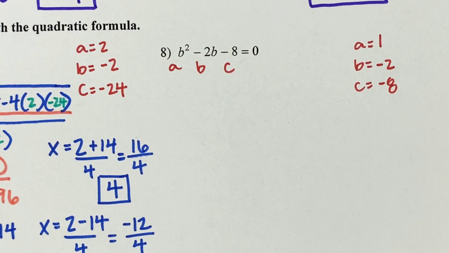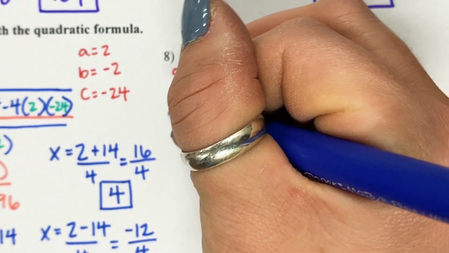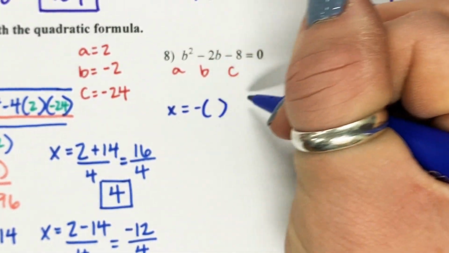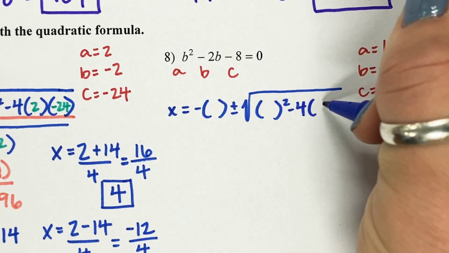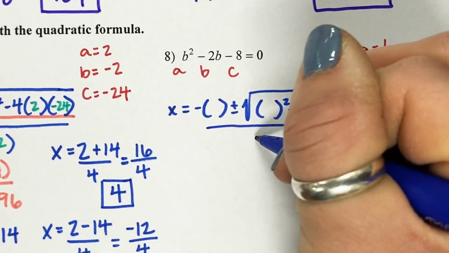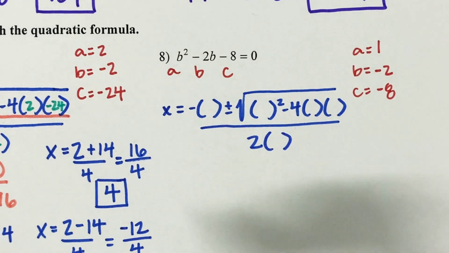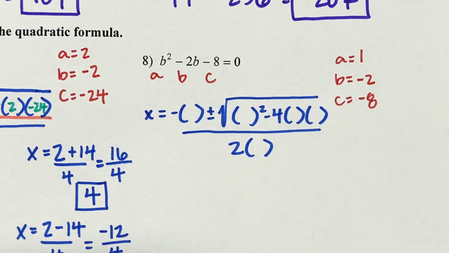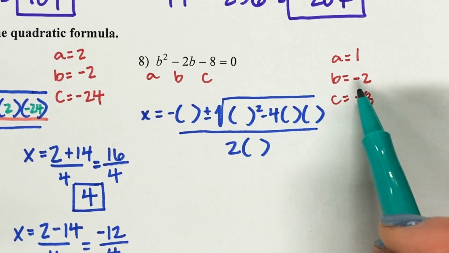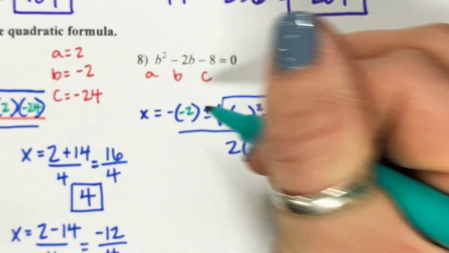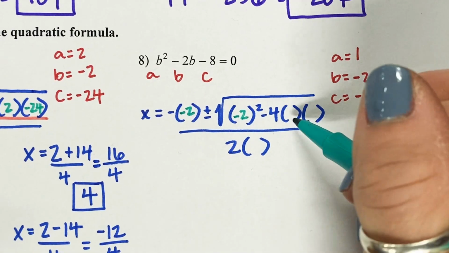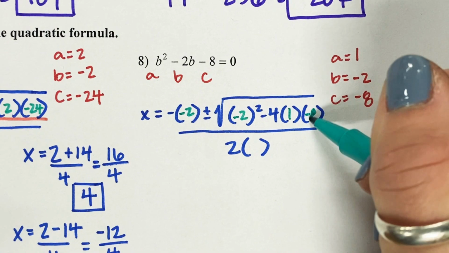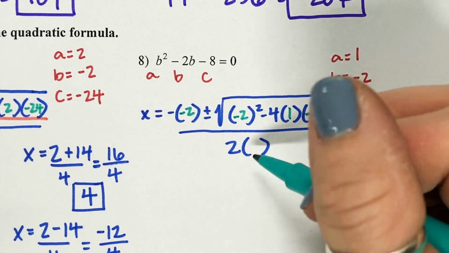Now I'm going to fill in my quadratic formula. So I have x is equal to negative b plus or minus the square root of b squared minus 4 times a times c, all over 2 times a. I just left the spaces because we know what a, b, and c are now. So negative b, and b is negative 2, so I know that goes there. Another b goes here. Minus 4 times a, which is 1, times c, which is negative 8, all over 2 times a, which is 1.